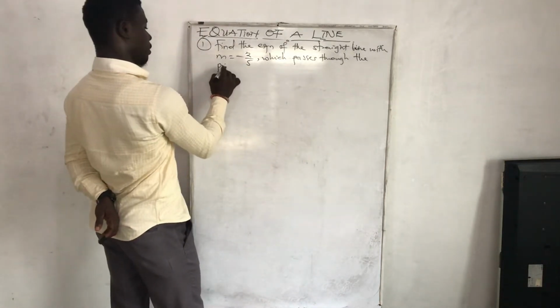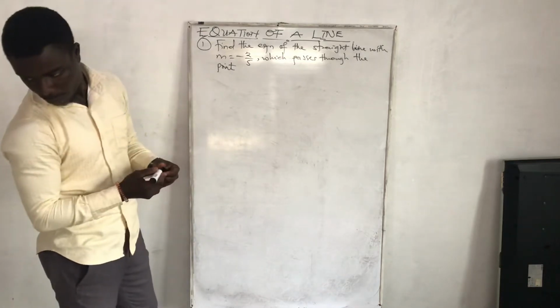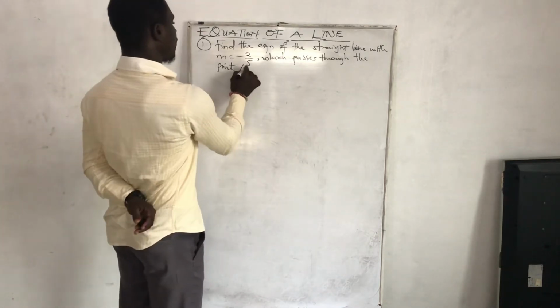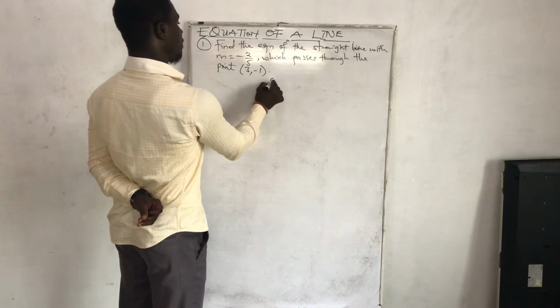Which passes through the point 3, -1. So now let's see the solution here.